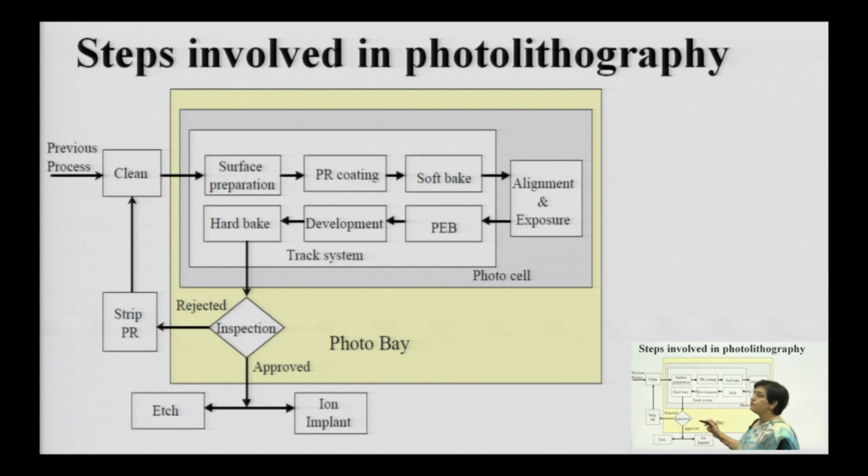The processes involved as far as photolithography is concerned: first you prepare the surface, then you apply photoresist onto it. To ensure that the photoresist properly sticks to the substrate, many times you use a primer prior to the photoresist. Then you apply the photoresist so that a uniform layer is formed, then you soft bake it so that proper adhesion is maintained. Once the alignment and other things are taken care of, it is exposed through the mask.